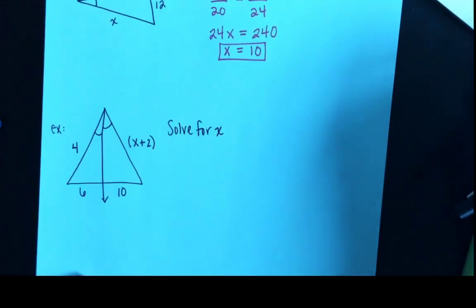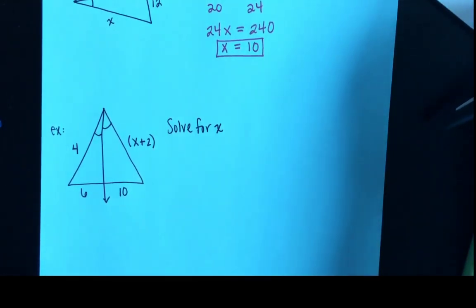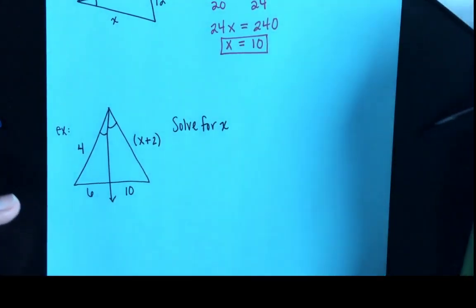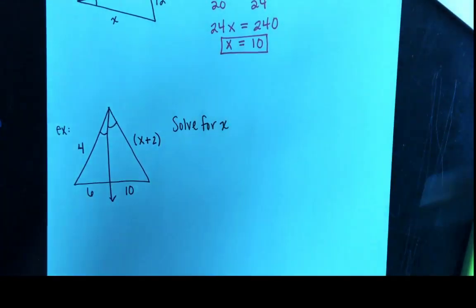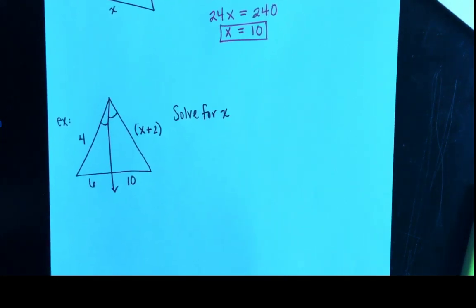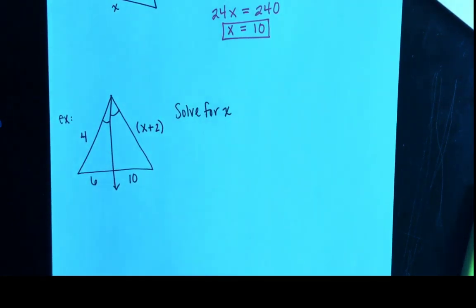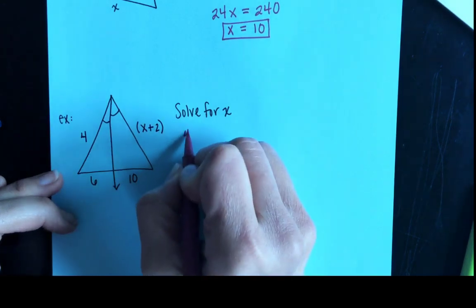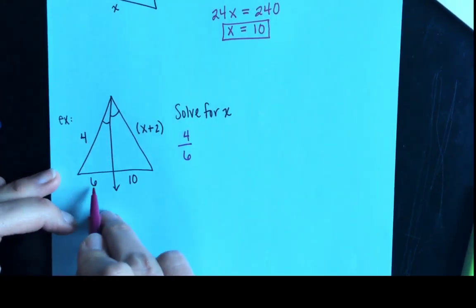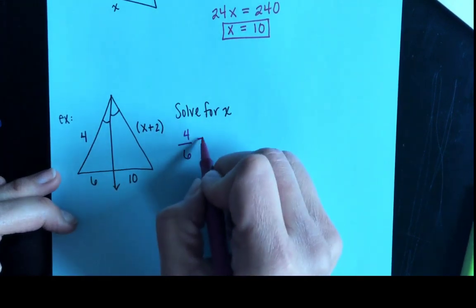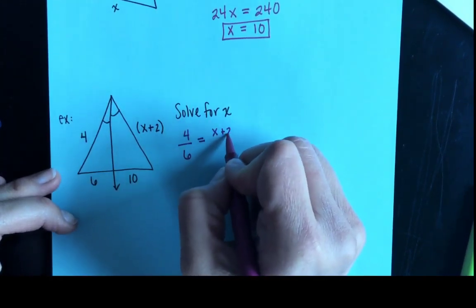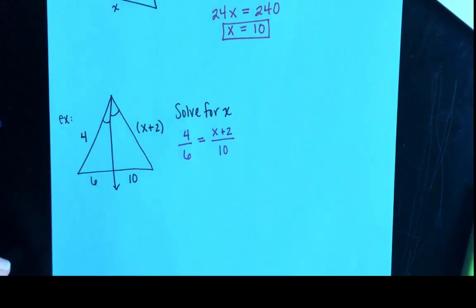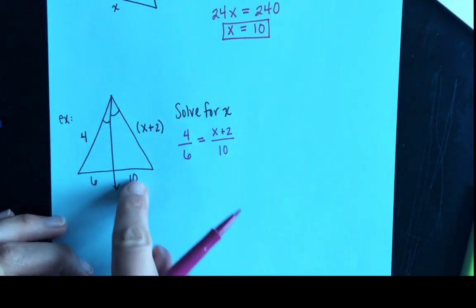And we could do this one. It's the same idea. There's not much different here. We just have to remember that when we are working this one out, recognize that you do have a quantity. So again, setting this up, 4 to 6, same pattern, x plus 2 over 10. So top to bottom, top to bottom.